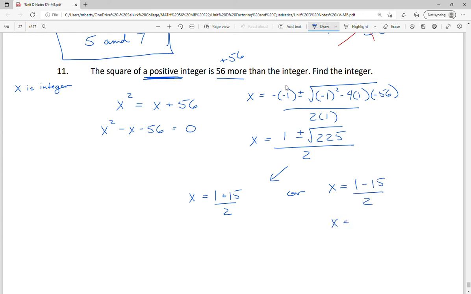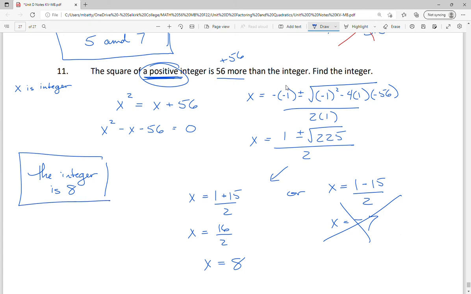Well, this one's going to end up as a negative number. I had said that there was a restriction on this where it should be positive, so we're going to reject that one. So x could equal 8. So the integer is 8. Definitely some tricky bits in there.